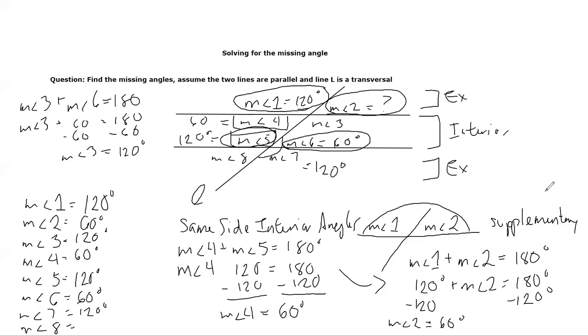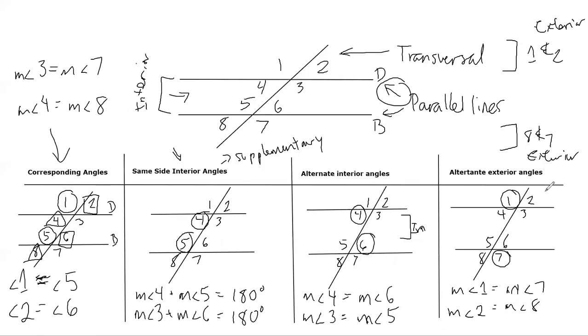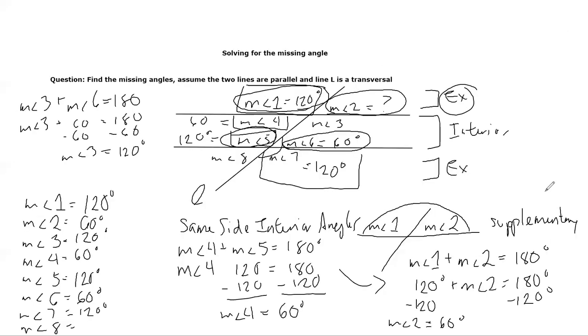Or I could also have said exterior angles. Remember those? Measure angle 1 is 120. Measure angle 7 is 120. And guess what? Measure angle 1 and measure angle 7 are alternate exterior angles. And the rule for alternate exterior angles was that they what? They equal each other. I didn't even have to do the math. I could have just used the rule. Just like 2 and 8. They equal each other, right?